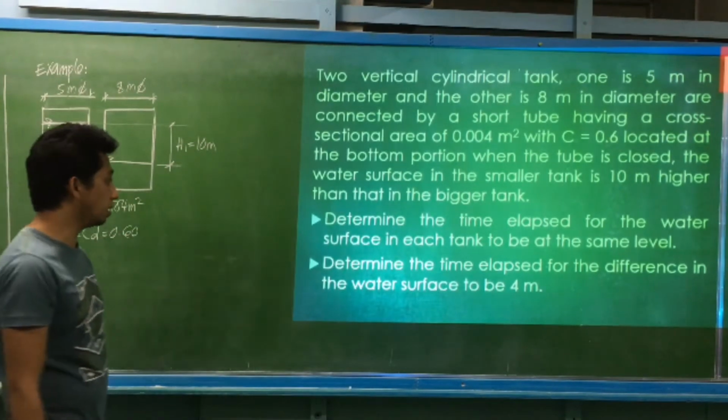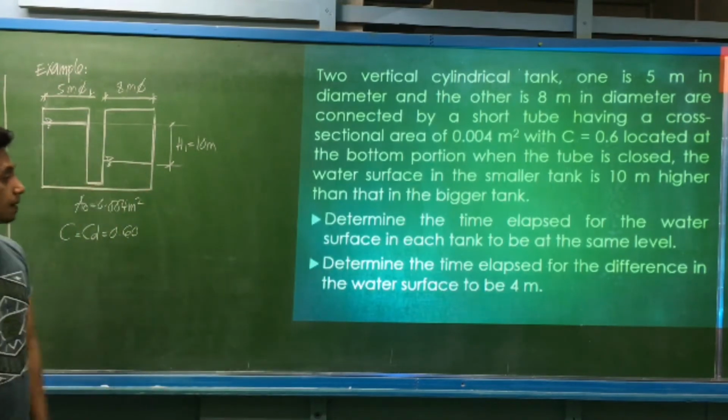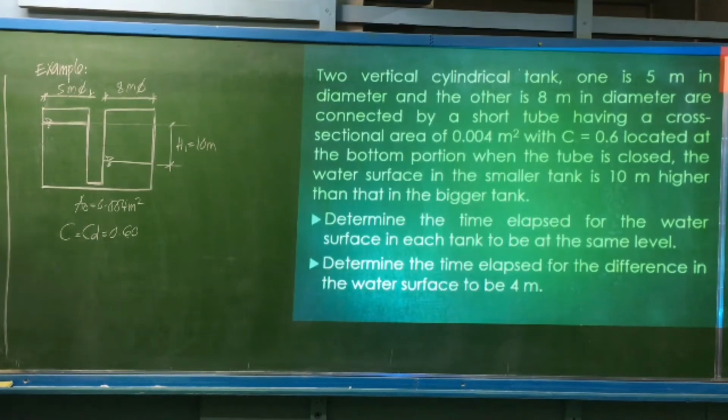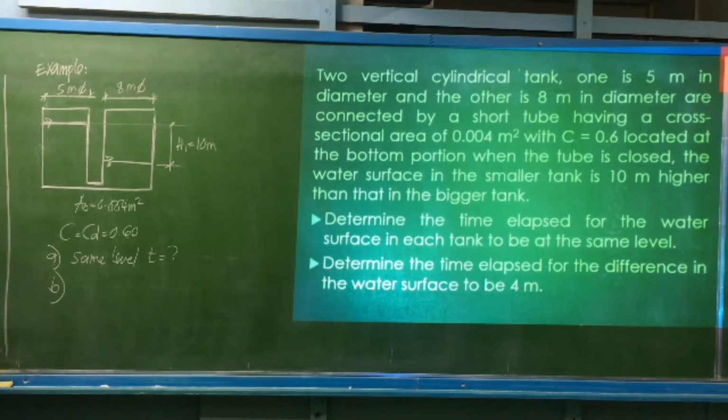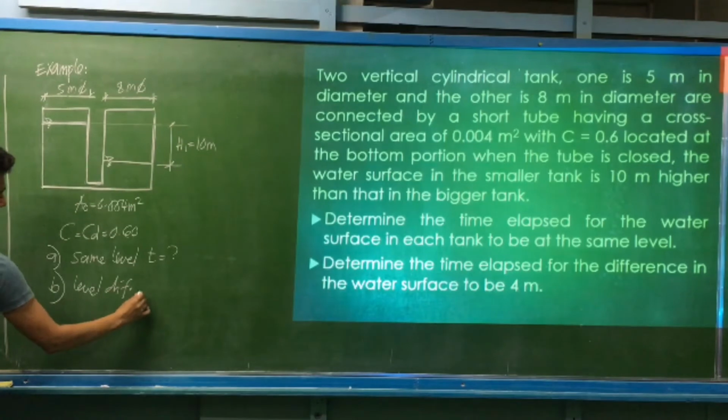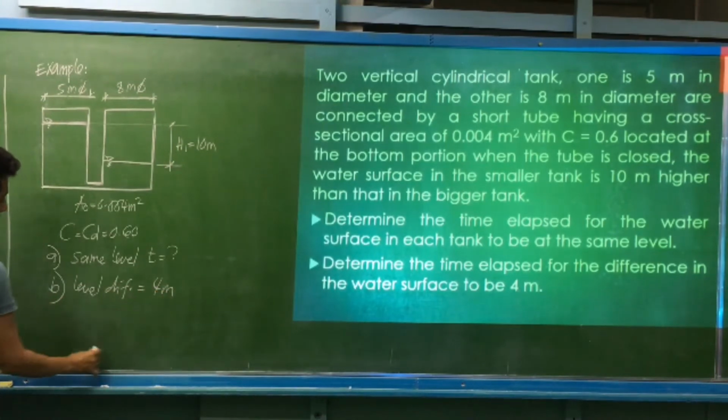So first requirement dito, determine the time elapsed for the water surface in each tank to be at the same level. That will be letter A. So same level, ano daw yung time? Okay, for the next requirement, determine the time elapsed for the difference in water level to be 4 meters. So level difference is 4 meters. What will be the time elapsed?